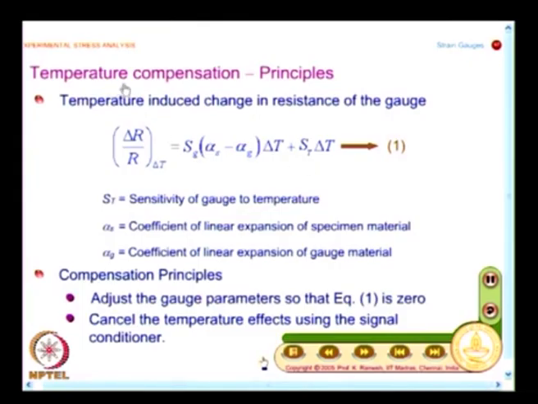When I go for compensating for temperature effects, I have two broad approaches. One approach is to adjust the gauge parameters so that equation 1 is 0. So, whatever the equation that you have here, if I have a method to change what is alpha g, I have a way of handling this so that whatever the term 1 and term 2, they compensate for each other, and I get what are known as self temperature compensated gauges.